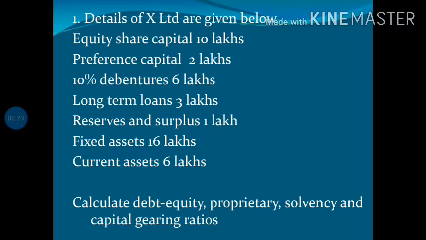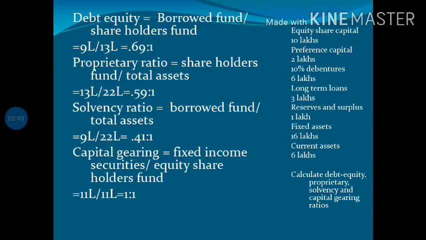Okay, let us go through some examples. Details of X Limited are given below. Equity share capital 10 lakhs, preference share capital 2 lakhs, 10% debenture 6 lakhs, long term loan 3 lakhs, reserves and surplus 1 lakh, fixed assets 16 lakhs, current assets 6 lakhs. Calculate debt equity ratio, proprietary ratio, solvency ratio, and capital gearing ratio. First is debt equity ratio. Debt equity ratio is borrowed fund divided by shareholders fund.